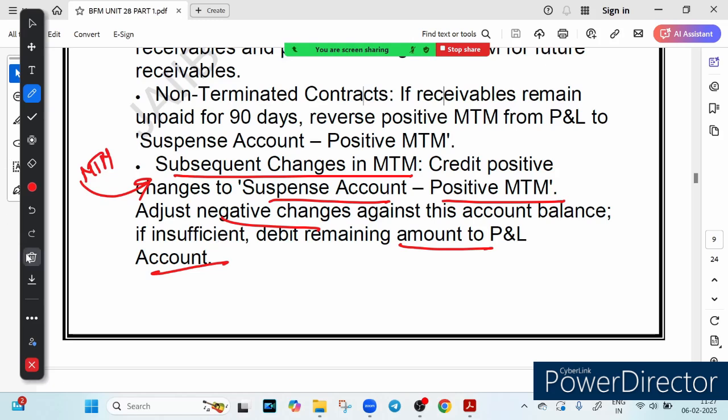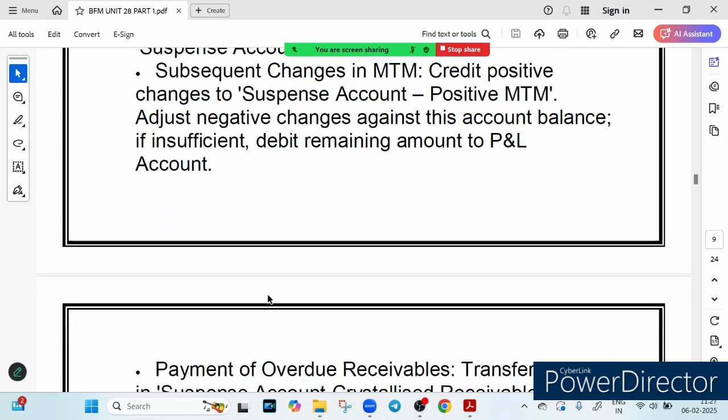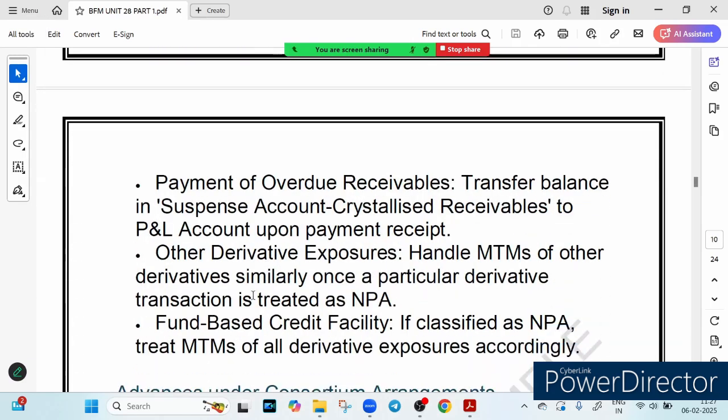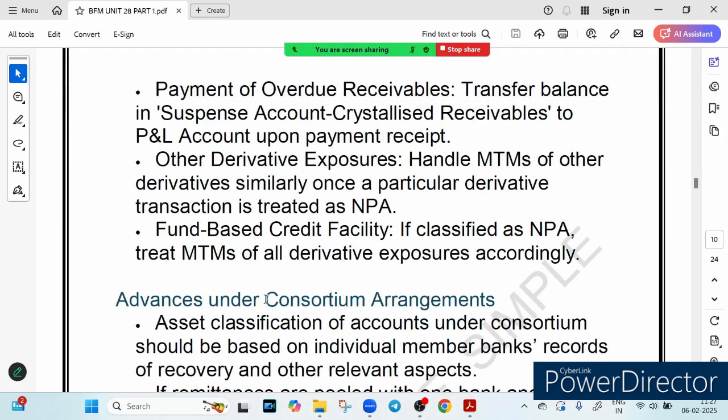You have to assume that you have a loss, right? You have made the loss. I hope this makes your concept clear. So that is what we have learned. Now there are the subsequent changes in MTM. Now let's talk about the payment of overdue receivable.